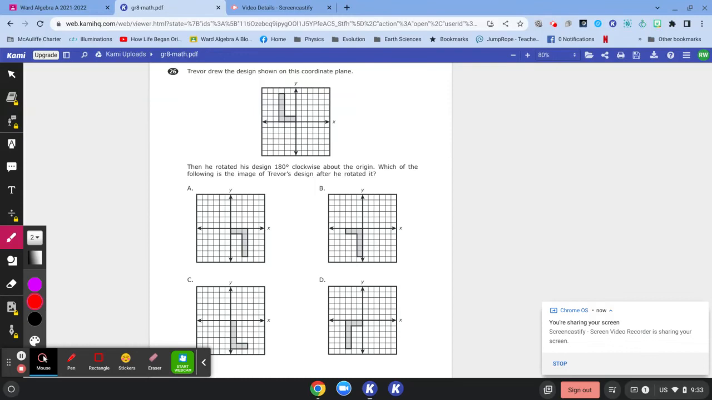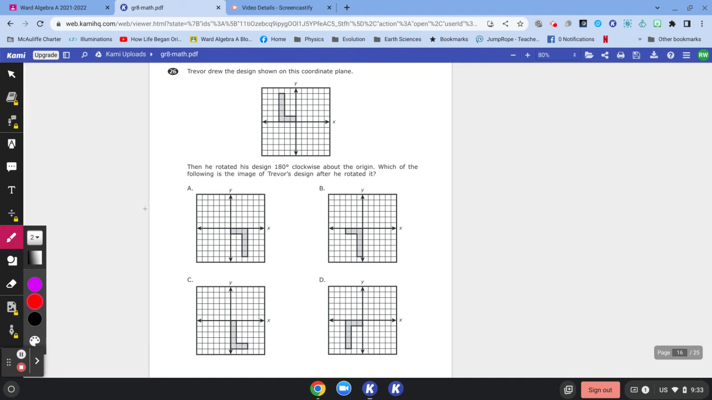Hey, this is Mr. Ward, and I'm doing a video on number 26 from the 2018 Math MCAS for 8th grade. And this is a transformation question, number 26. And there's another transformation question I'll probably incorporate into this same video. So 26 and another question.